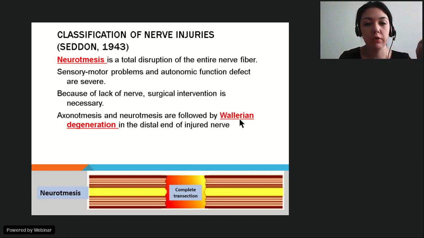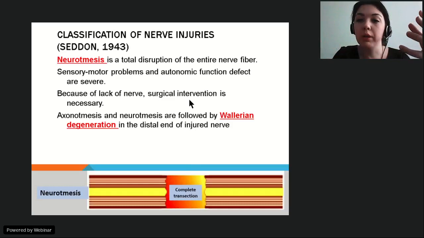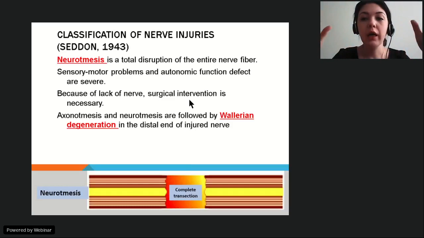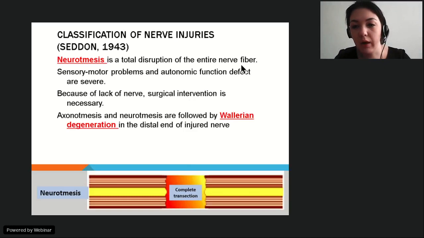So here you can see neurotmesis. Everything is damaged, there is a total disruption, as we said, and due to the ability of tissues to contract, the proximal end goes proximally, the distal end goes distally, and so we have a diastasis, a big gap between the proximal and distal ends, and these ends cannot join each other without surgical intervention. So we have to assist to connect these two ends of the nerve.